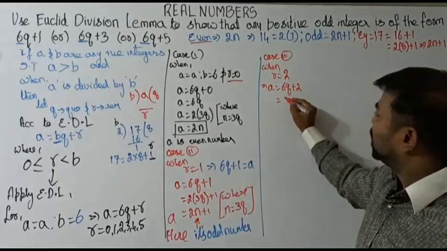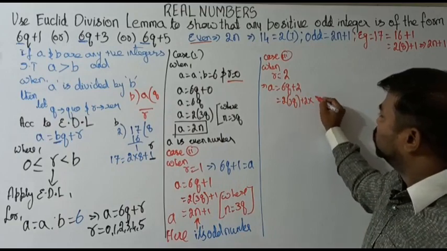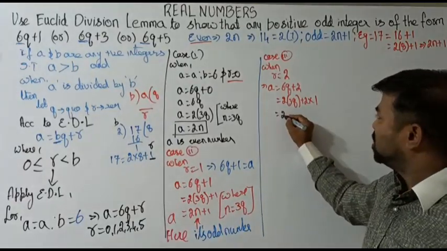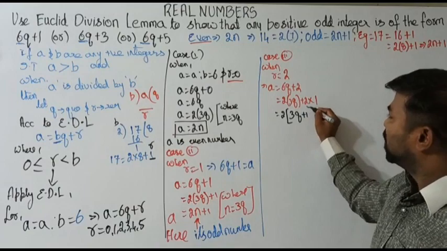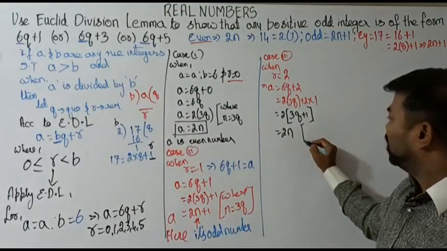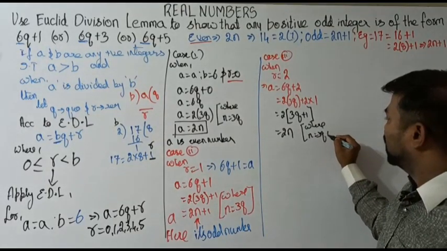Let us see. Can I write it as 2 into 3q? And can I write it as 2 into 1? Yes. Now, can I take that 2 as common here? It's nothing but 3q plus 1. Now, it is in the form of 2n. So what is this n? n equals 3q plus 1.